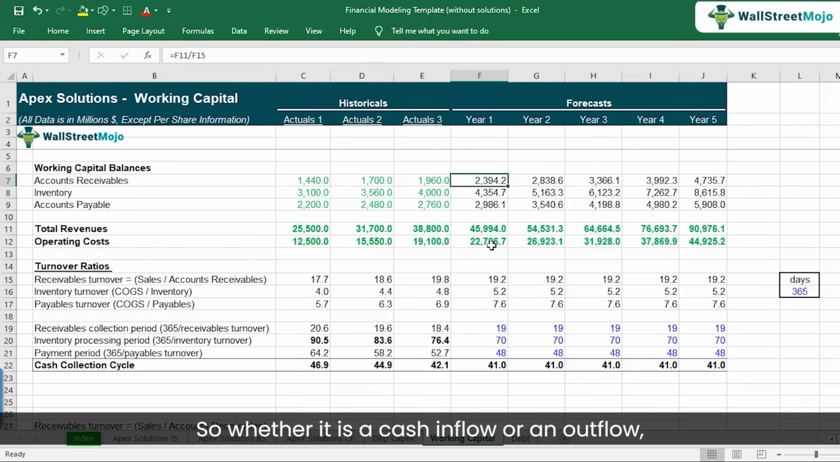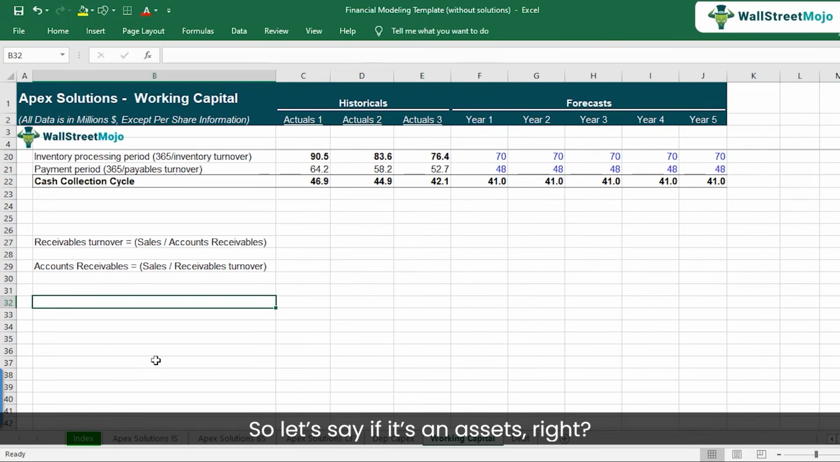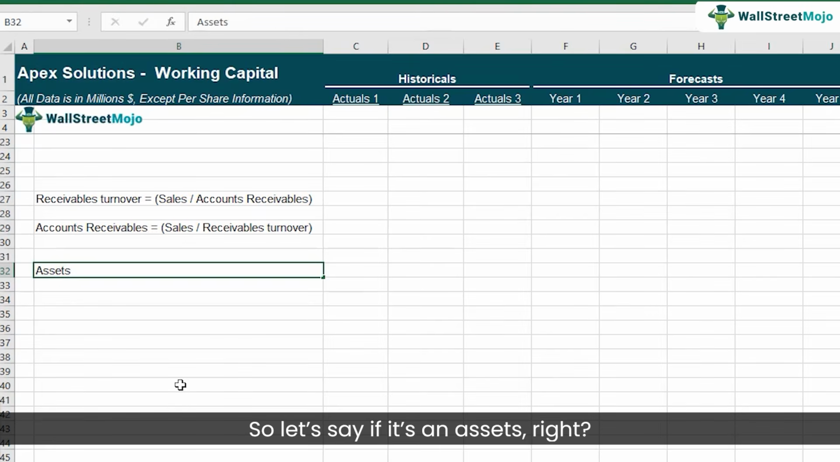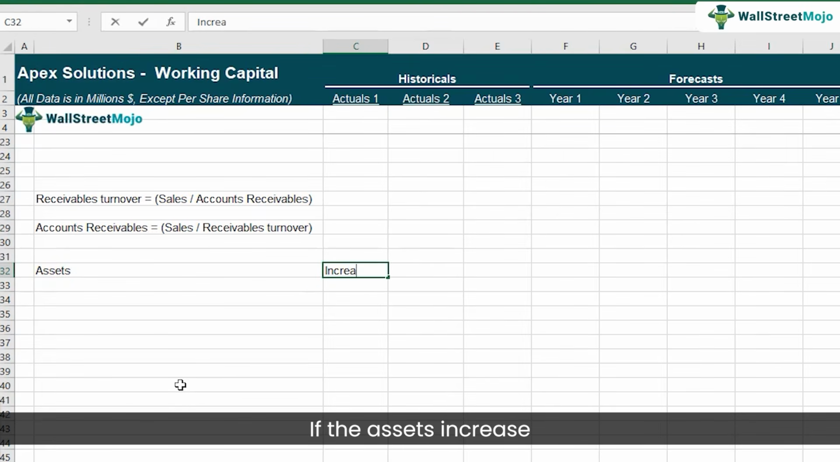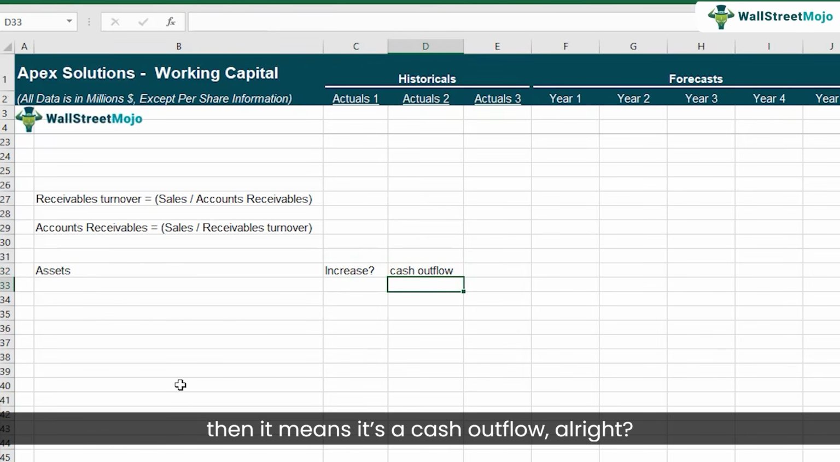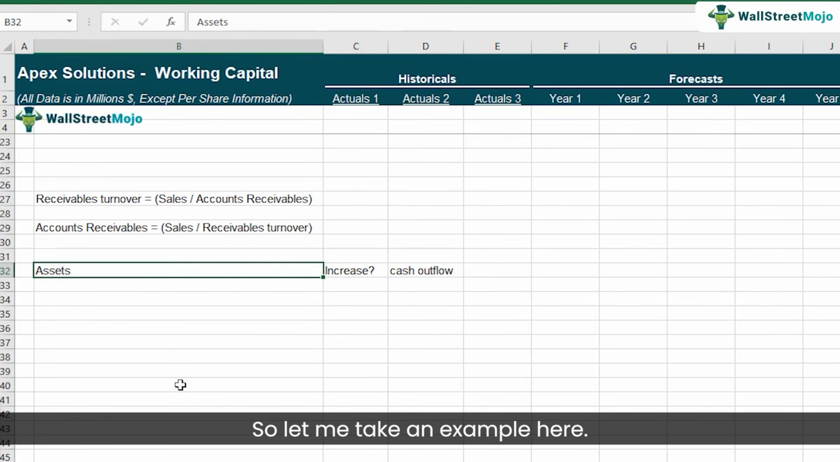So whether it is a cash inflow or an outflow, there can be some sort of confusion, but in order to remove all your confusion, I basically go about using a very, very simple logic. The logic goes like this. Let's say it's an asset. If the assets increase on the balance sheet, what will you have to do as a company? If the assets increase, then it means it's a cash outflow, because you are making an investment in an asset, so cash will have to flow out in order to increase the asset. Let me take an example here.